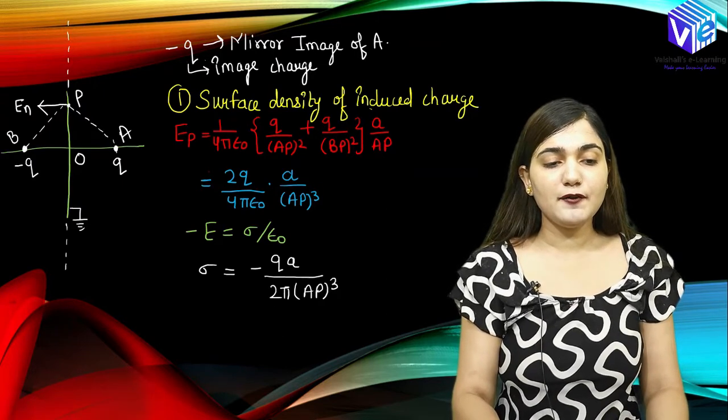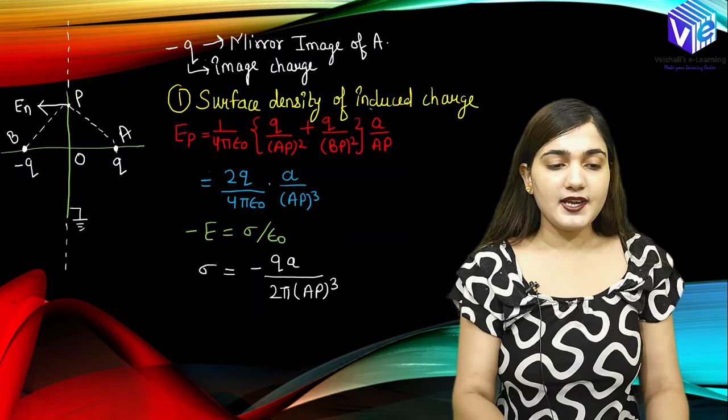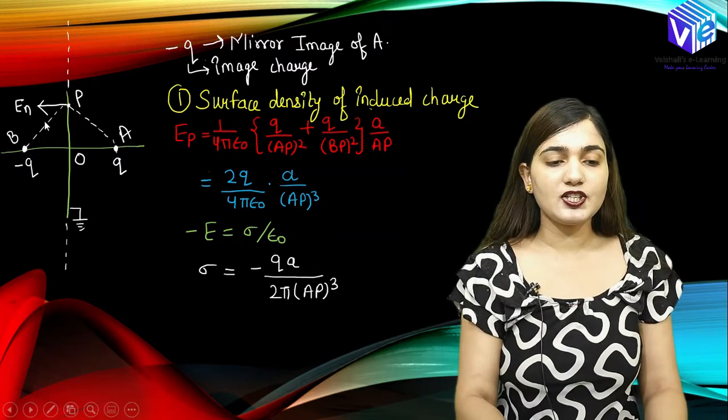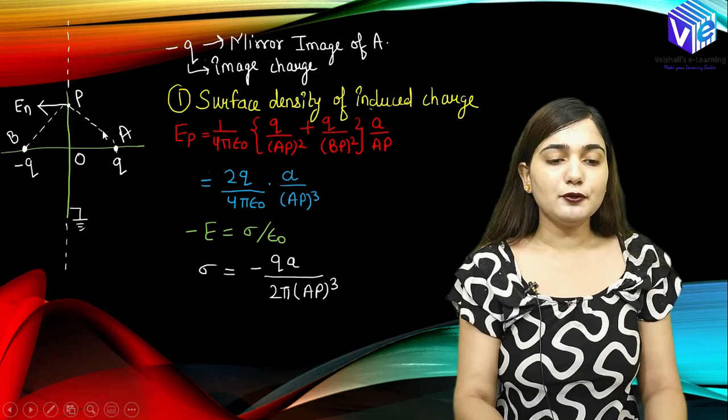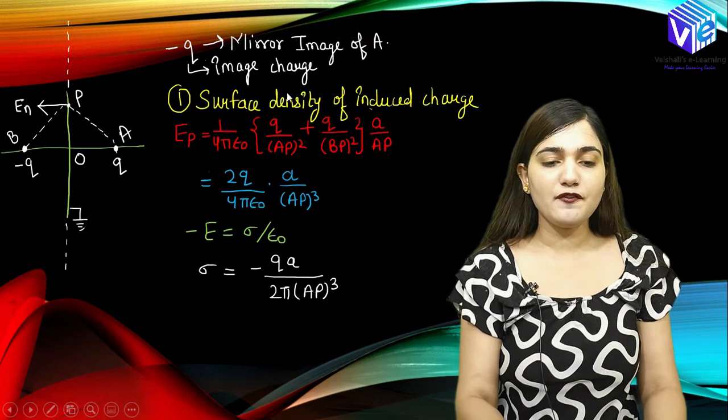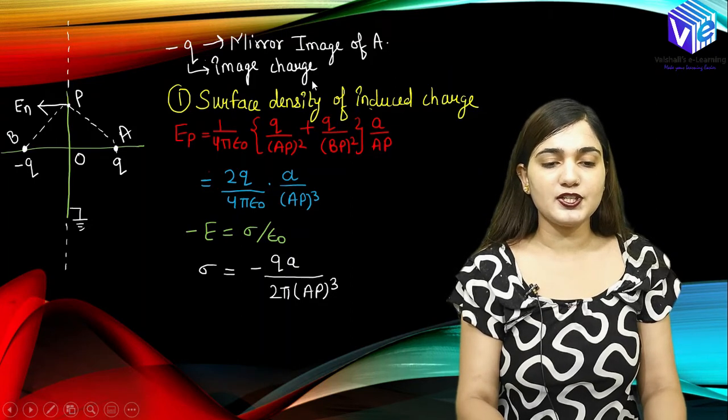So the electric field would be present in this direction, right? In the inside direction we will be having the electric field due to the point A only. So direction is not influenced by the B. So the minus q is the mirror image of A, and it is also known as the image charge.